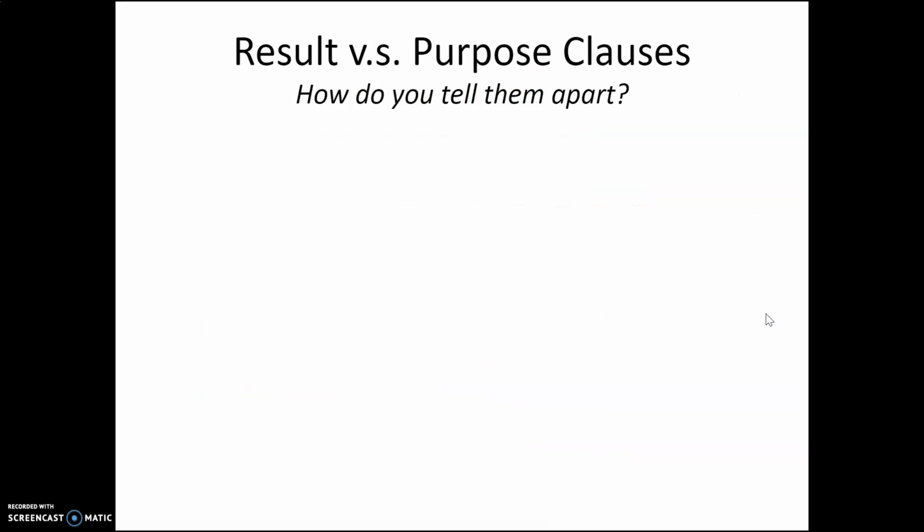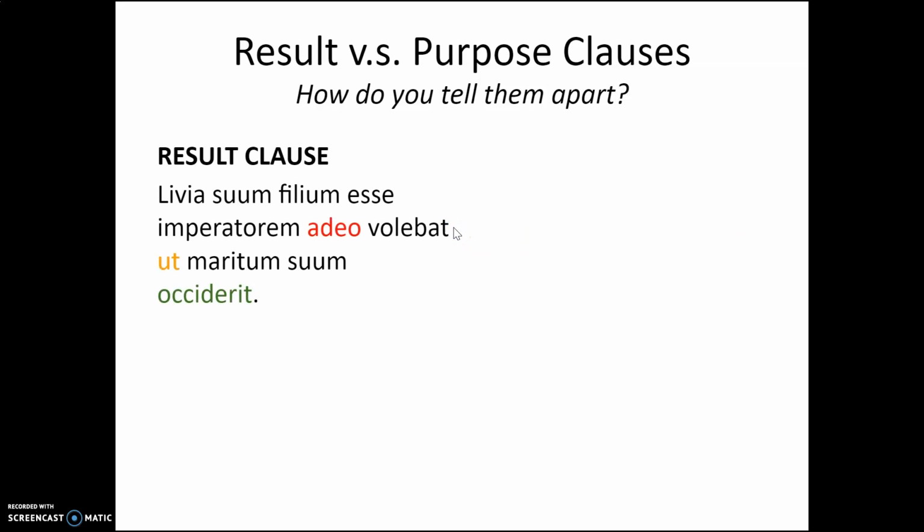All right, result versus purpose clauses. How do you tell them apart? Here's an example of a result clause. Livia suum filium esse imperatorem adeo volebat, ut maritum suum occideret. So you can see I've got my signaling word adeo from tam, tantus, tot, adeo, ita, sic. I've got ut in the middle, and then I've got my subjunctive verb in the imperfect tense.